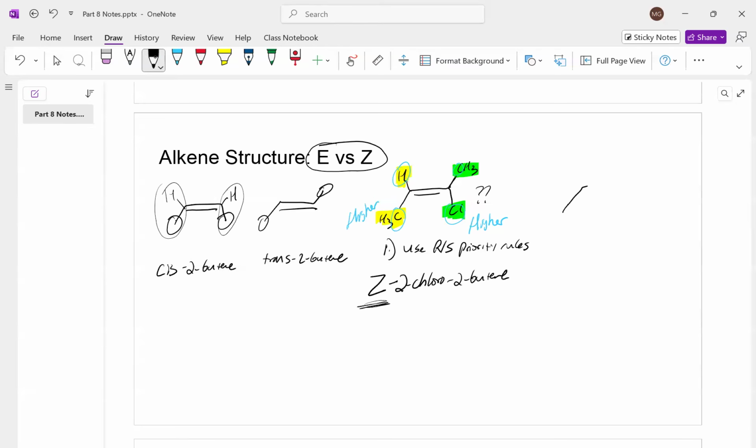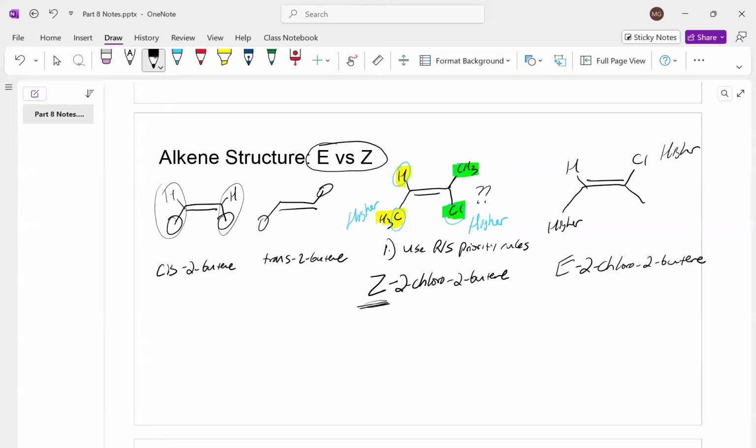Now, if the groups of higher priority are going in opposite directions, so again, here the chlorine is higher compared to the methyl, and this methyl is higher compared to the hydrogen, we give that the E designation. So we call this E-2-chloro-2-butene.